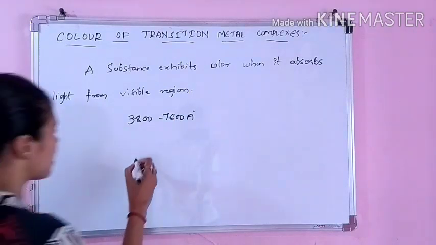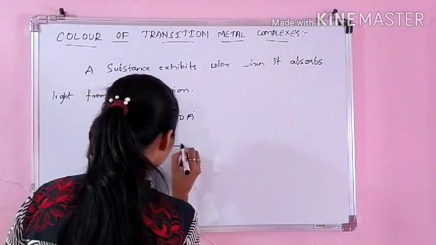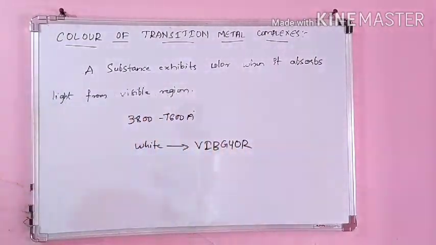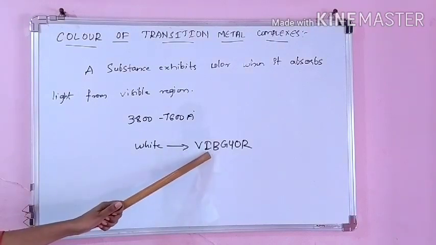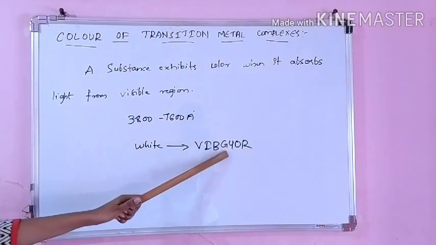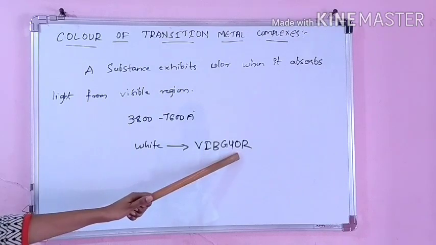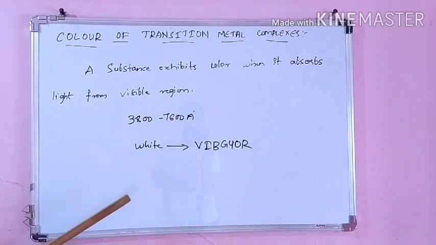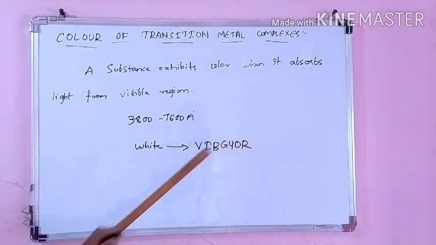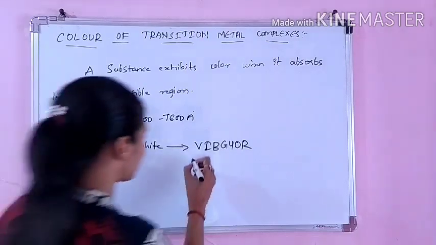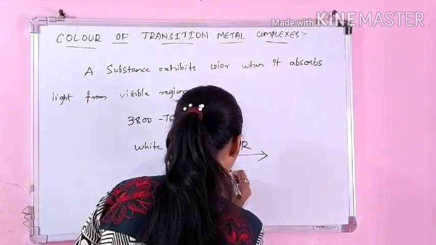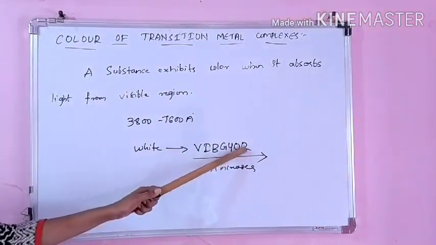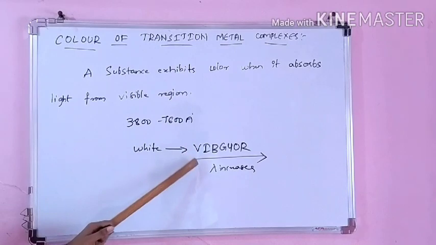In this region, you know that white light is composed of 7 colors, that is VIBGYOR. Here V is violet, I is indigo, B is blue, G is green, Y is yellow, O is orange, and R is red. This is the range of the spectrum. From violet to red, your wavelength is increasing. Red has the maximum wavelength and violet has the least wavelength.